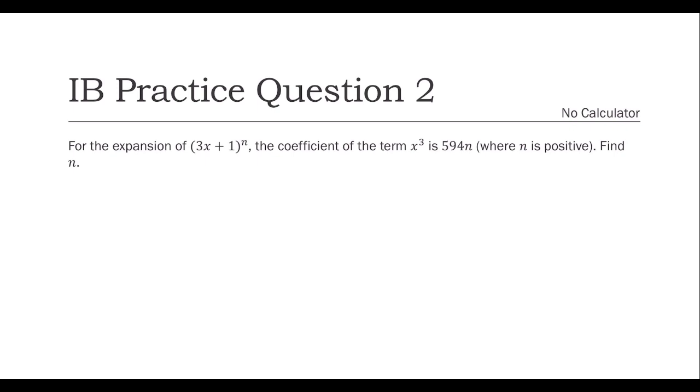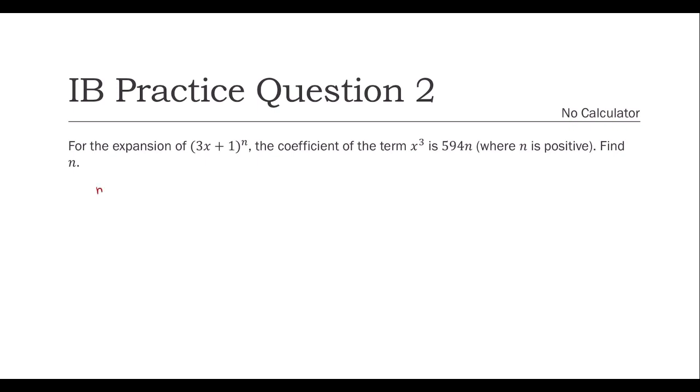So here we have our second IB practice question. It says, for the expansion of (3x + 1)^n, the coefficient of the term x cubed is 594n, where n is positive. Find n. So this is a no calculator problem. So we'll start out with our equation.